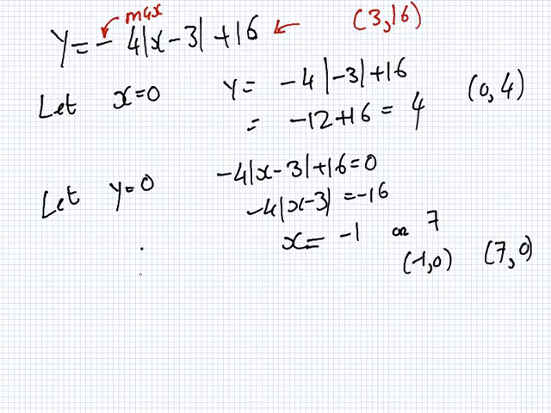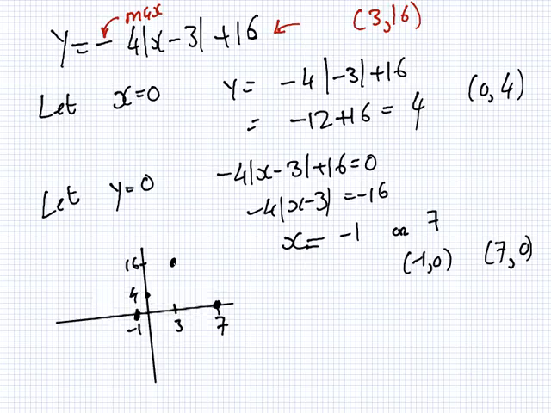So if we were to try and draw this, we'd have a point here at minus 1, a point here at 7, a point here at 3, 16, which is the maximum, and these are the roots, and then it crosses the y-axis at 0, 4, which is here. This is the maximum, from the maximum, down and down.